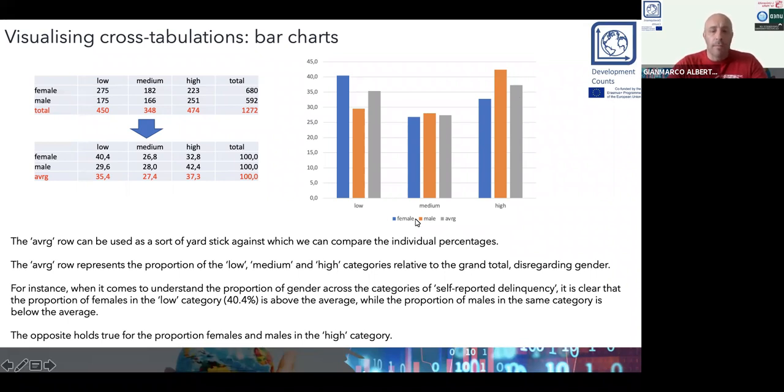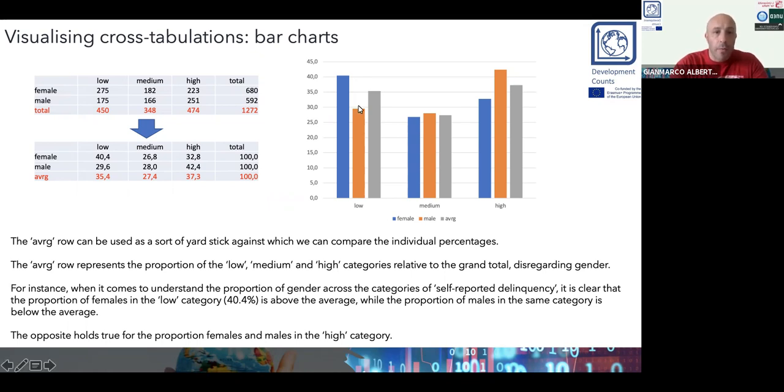And if we have a look at the medium level of self-reported delinquency category, we can see, as we said in the previous video, that the proportion of females is comparable to the proportion of males, and both are close to the average proportion. So the main pattern of, let's say, association that we can bring to the fore using our reworked table and this visual aid is between females and the low level of self-reported delinquency and males and the high level of self-reported delinquency.